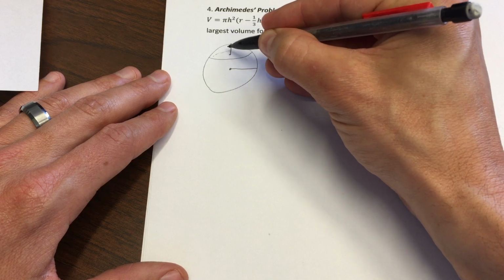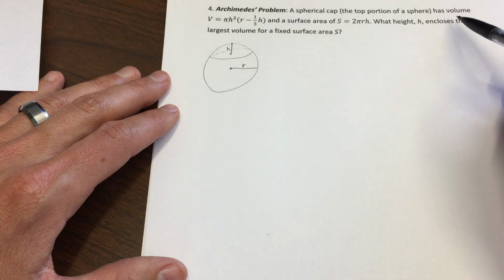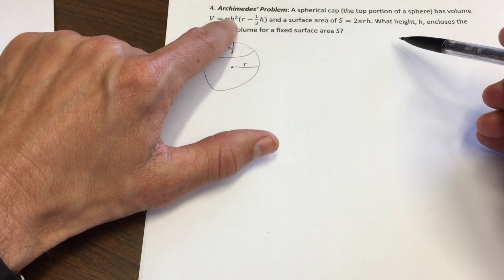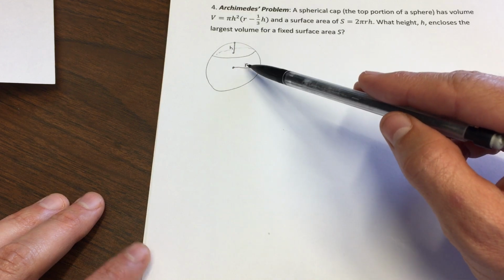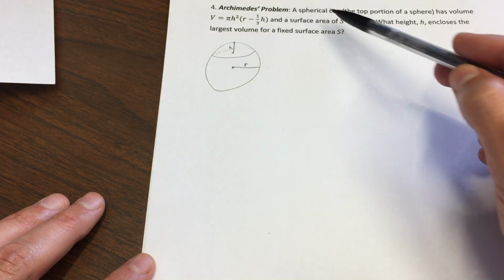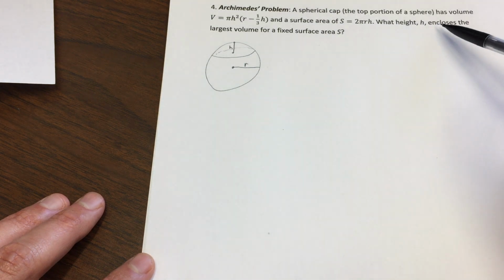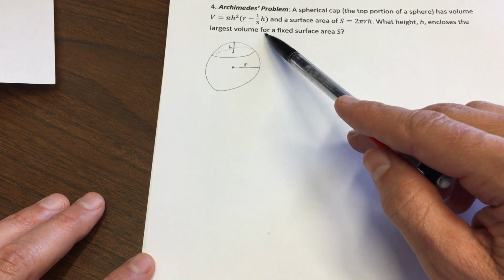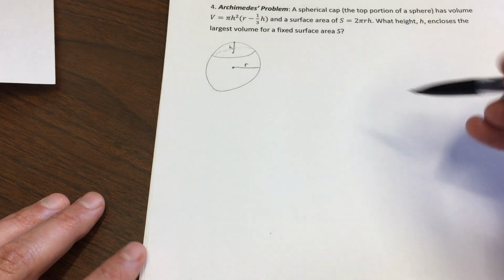We'll call that h, and this r, has volume V equals pi h squared, parentheses r minus 1/3 h, and a surface area, this is just the cap piece, the surface area of that is S equals 2 pi r h. What height h encloses the largest volume of a fixed surface area S?